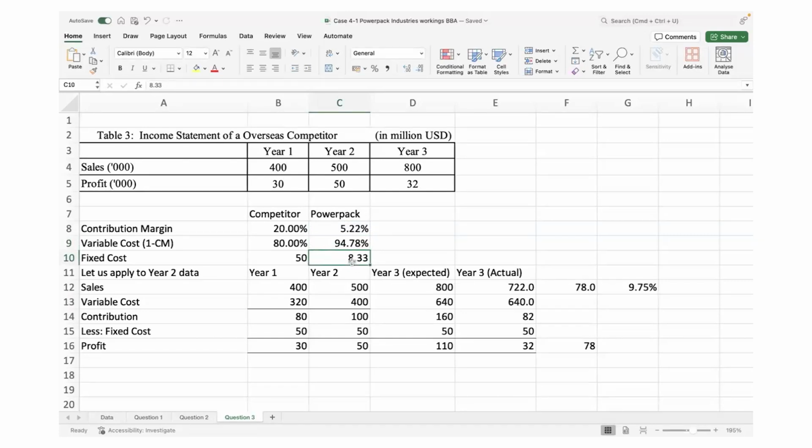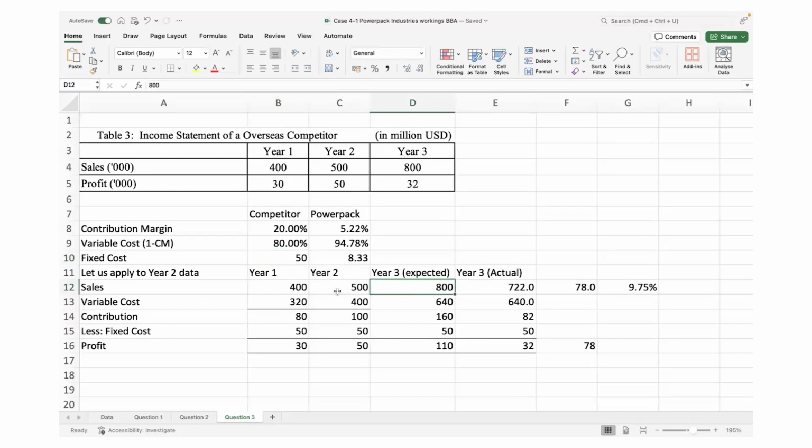So, one possible reason is that power pack is more labor intensive, whereas the overseas competitor would have automated the plant at a very high level, so that the variable cost has come down drastically to 80% compared to 94%. Because of this high automation, the fixed cost is very high, but the productivity of the assets is very high. They were able to produce a larger quantity at a lower cost, and that is the reason for their ability to penetrate the market, from 500 million sales, they moved to 800 million.